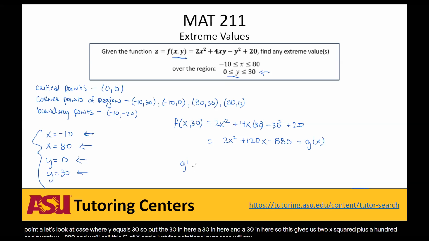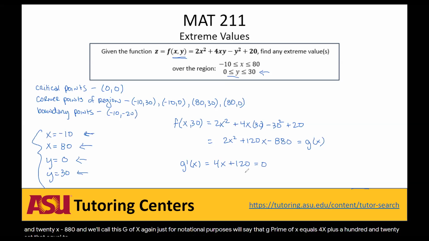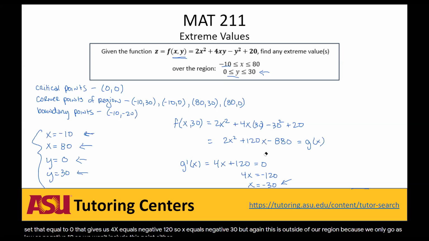We'll say that g prime of x equals 4x plus 120 and we'll set that equal to 0. That gives us 4x equals negative 120. So x equals negative 30. But again, this is outside of our region because we only go as low as negative 10. So we won't include this point either.